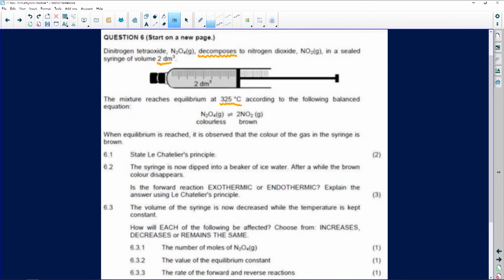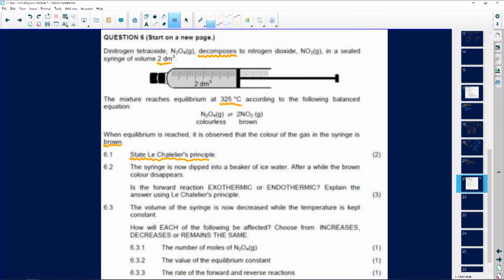The question continues to say, when equilibrium is reached, it is observed that the color of the gas in the syringe is then brown. I see that on the right-hand side, it is then brown. 6.1 says you must state Le Chatelier's principle. Now, in chemistry, Le Chatelier is as important as Newton's first, second, third, and Newton's law of gravity is in paper number 2. You must know Le Chatelier's principle off by heart. So without wasting any time, for 2 marks, let's state Le Chatelier's principle.